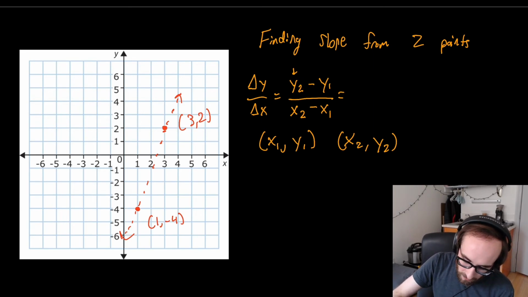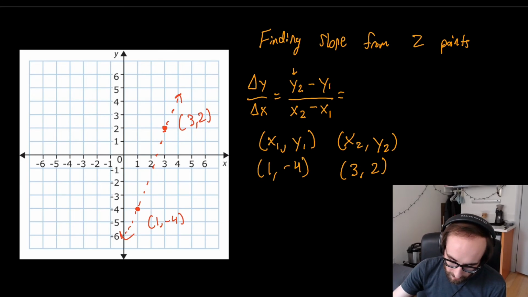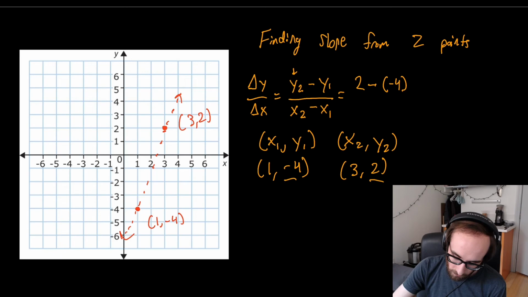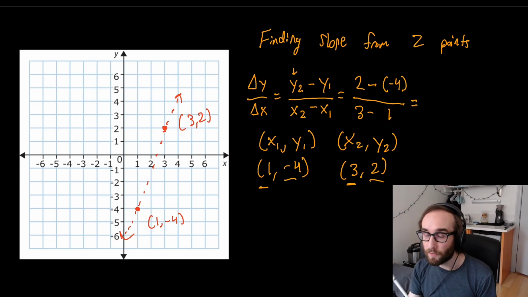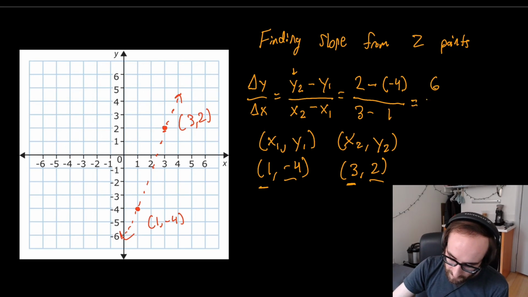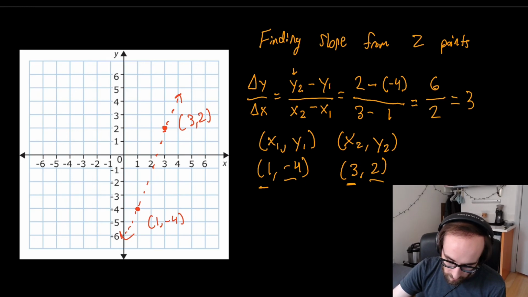So for example, here, our second point we could call 3, 2. Our first point, 1, negative 4. y2 is 2 minus y1 is negative 4. So here it's important we use parentheses when we plug in negative 4. x2 is 3. And x1 is 1. So 2 minus negative 4 is 2 plus 4, or 6. And then 3 minus 1 is 2. So 6 over 2 is 3.